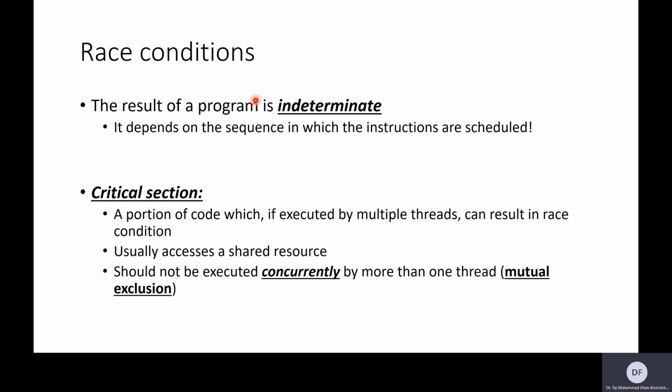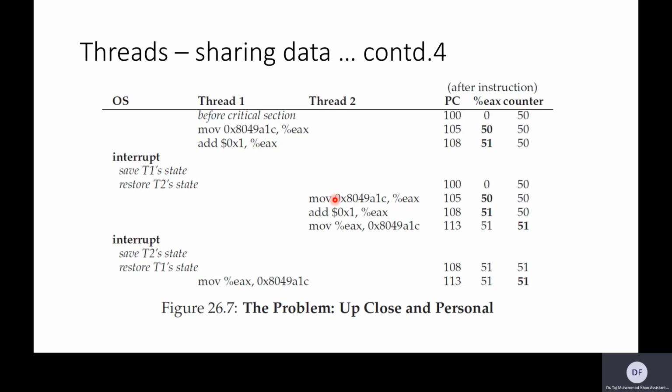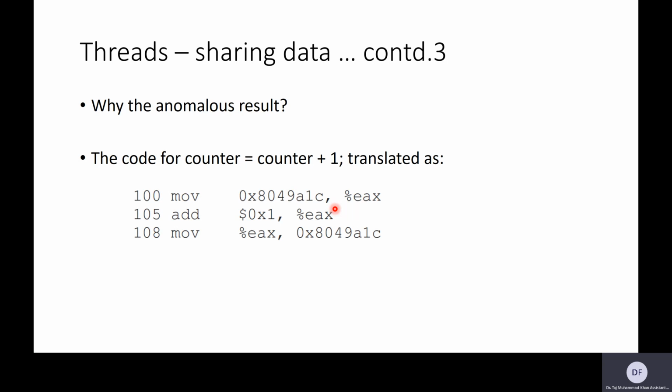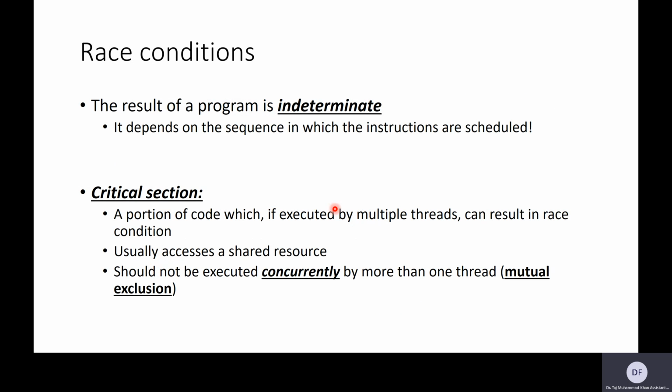When there's a race condition in our program, the behavior of the program is indeterminate, and it depends on the sequence of scheduling of these instructions. So a race condition basically makes our program indeterminate, which means we are never sure what the output of the program will be. The portion of code which, if executed by multiple threads, can result in a race condition is called the critical section.